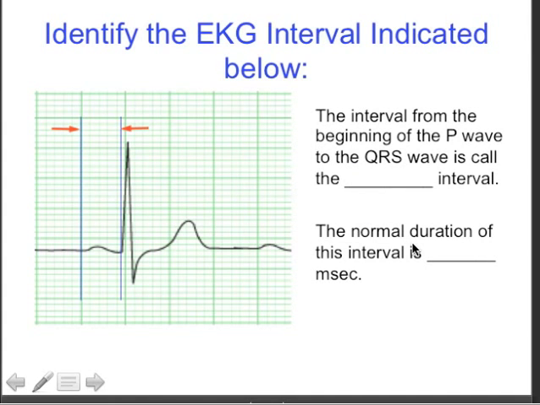Okay. The interval from the beginning of the P wave to the QRS wave is called the what? It's called the PR interval. The normal duration of this interval is how many seconds? And this is just something that you have to look up. The range is anywhere from 0.12 to 0.2 seconds. 2 milliseconds, rather.